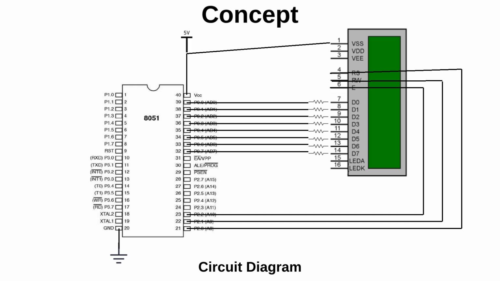Connect port 2.0, 2.1, 2.2 to the LCD RS, RW, EN pins, like shown in the video. And connect pin 40 to the power supply and pin 20 to ground, like shown in the video. Pause the video, make sure all connections are done.